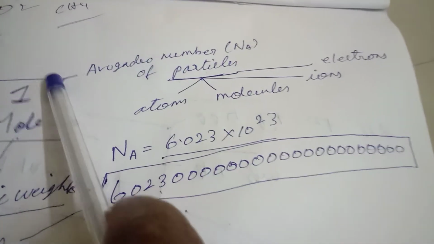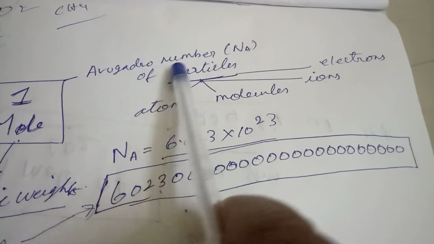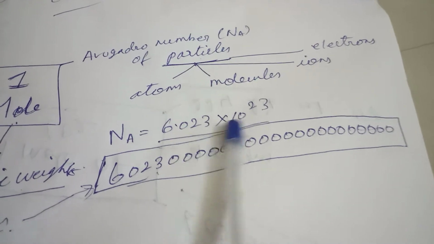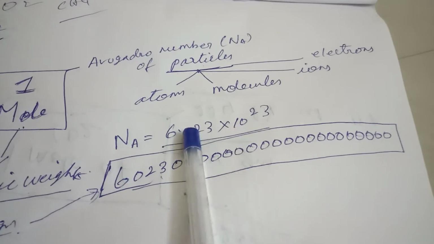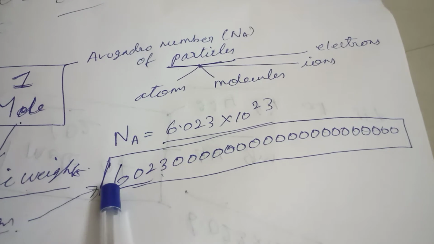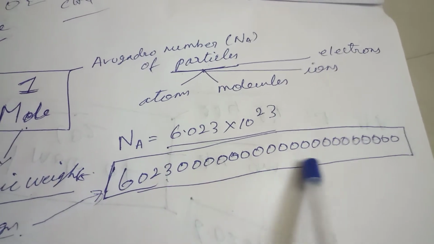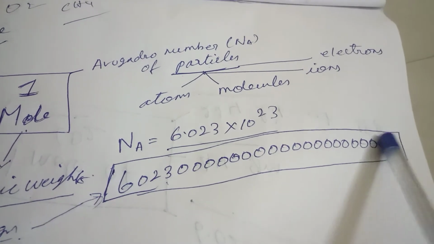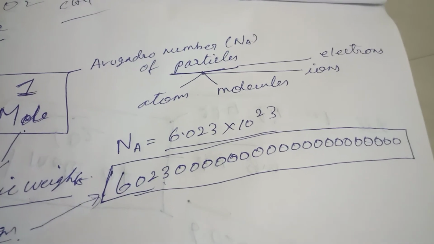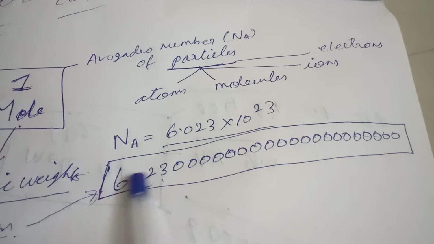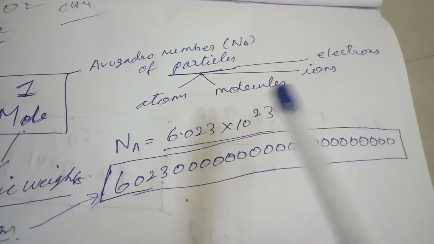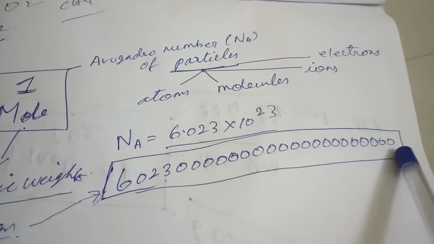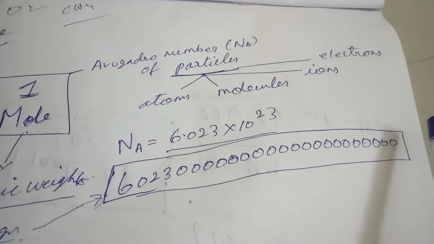Okay, then what is Avogadro number? I think already we know the Avogadro number is 6.023 into 10 to the power 23. If you expand this number, we can get 6023, then 20 zeros. So if I have this number of atoms, that is one mole of atom. If I have this number of molecules, that is one mole of molecule. If I have this number of ions, that is one mole of ion.